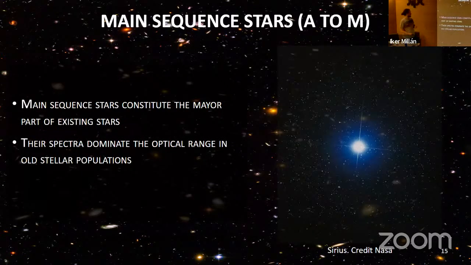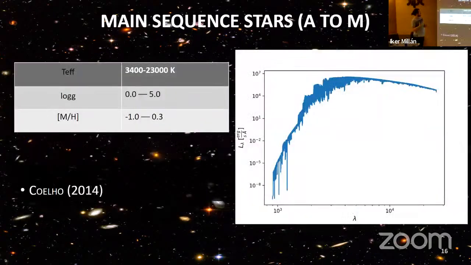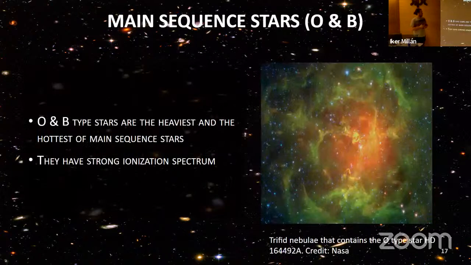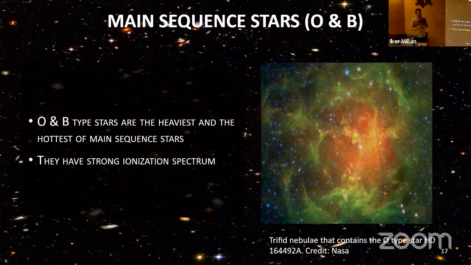The main sequence stars are the major part of the existing stars, and they dominate the optical range, from A to M. We have this example of a star of 15,000 Kelvin and surface gravity of 4, of solar metallicity, as are all the examples. We have used Coelho 2014, and we have them with the same metallicity coverage. Then the O and B type stars are the heaviest and the hottest. They have a very strong ionizing spectrum that can make, for example, a nebula shine. This is the Trifid nebula, which is lit by an O type star.